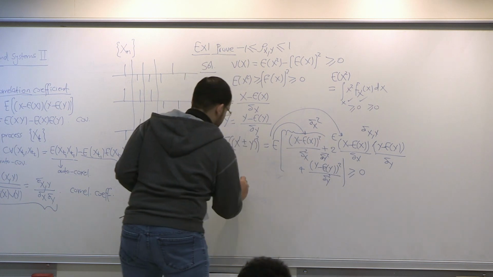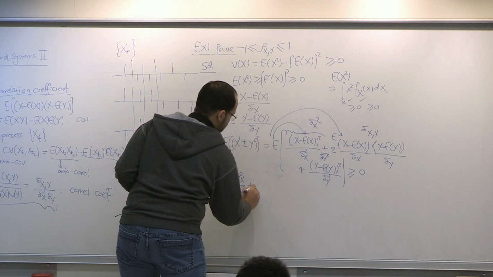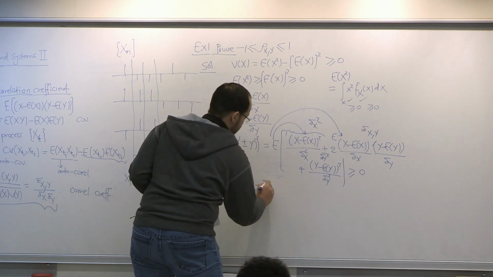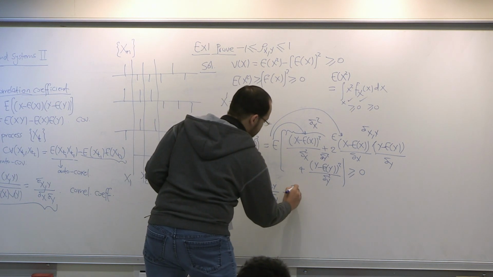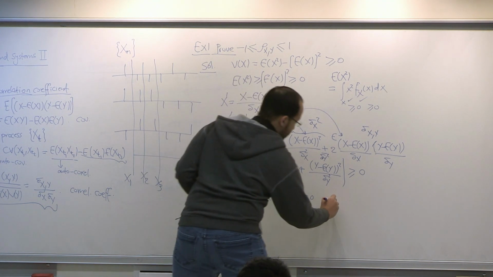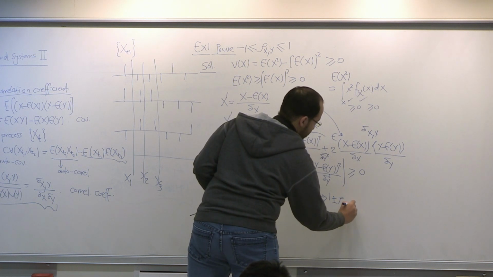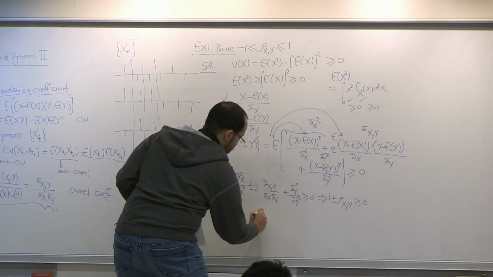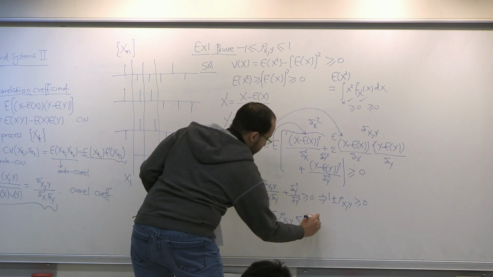And thus, this becomes σ_X² over σ_X² ± 2σ_XY over σ_X σ_Y + σ_Y² over σ_Y², greater than or equal to 0. Thus, 1 ± ρ_XY is greater than or equal to 0, so −1 ≤ ρ_XY ≤ 1.